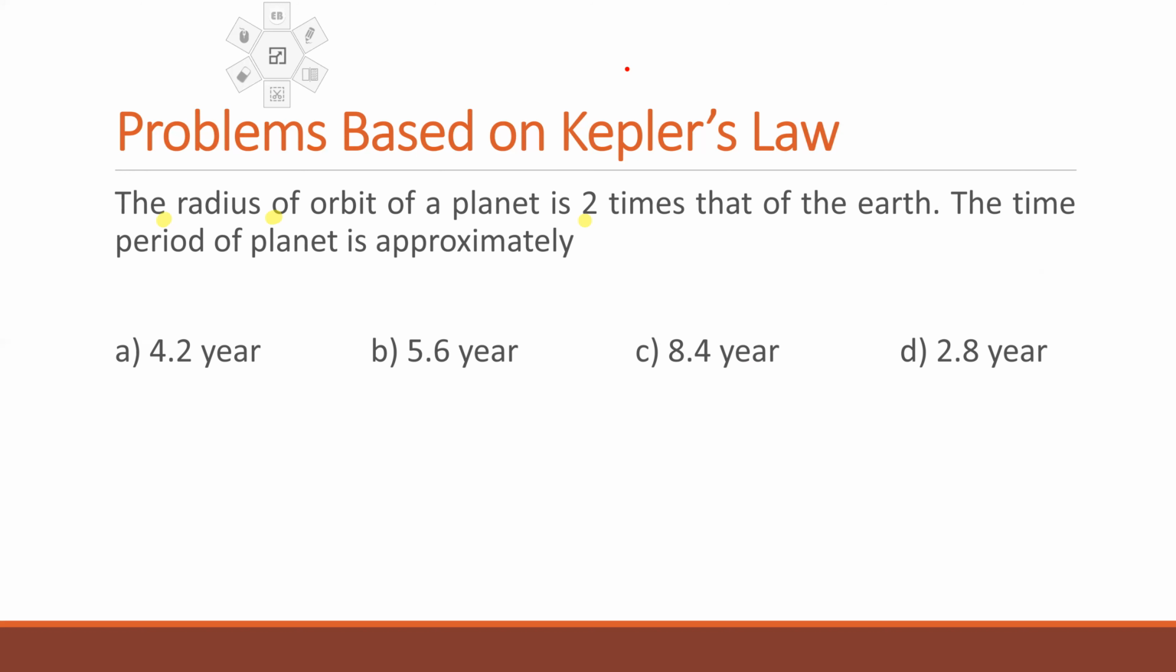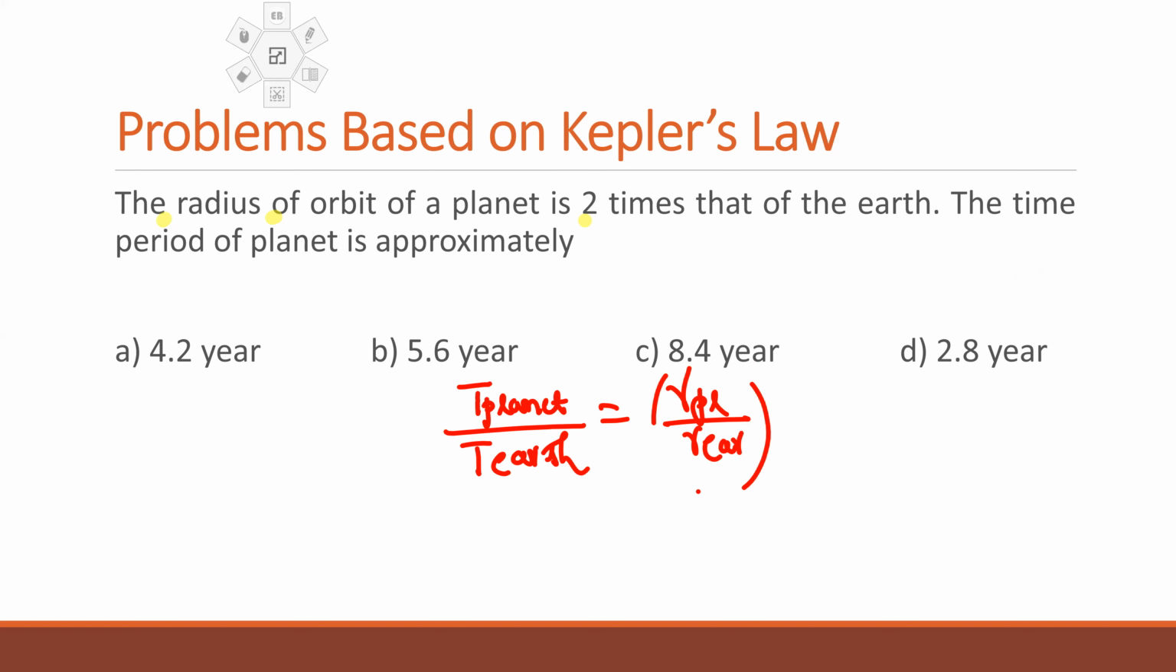Now use the same equation. T of planet divided by T of Earth equals R of planet divided by R of Earth raised to 3/2. But it is given that the radius of the orbit of the planet is 2 times that of the Earth. That means this is 2R divided by R raised to 3 by 2. R is the radius of the Earth, and the planet's is twice that.